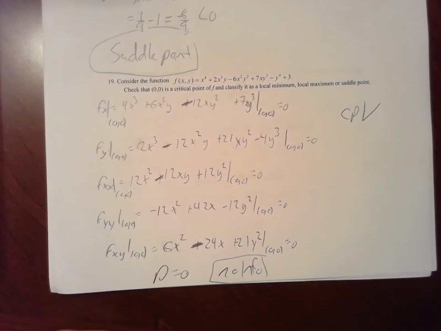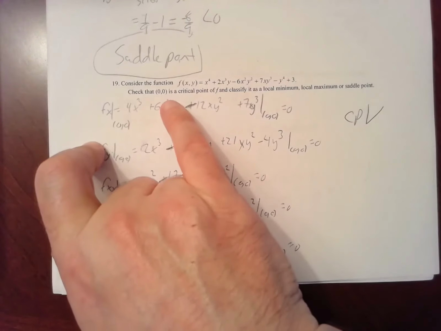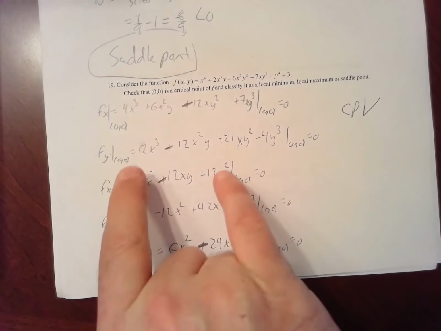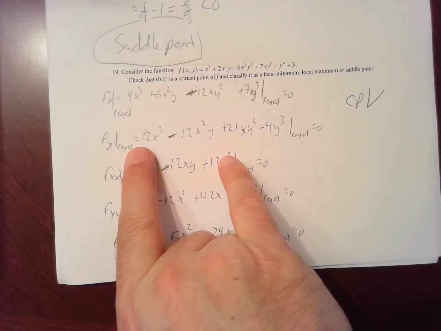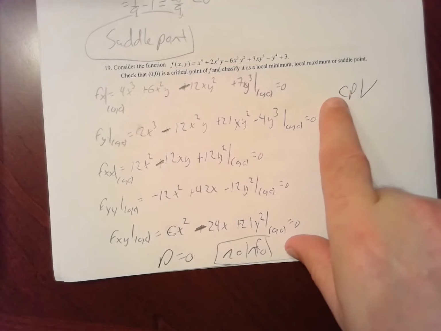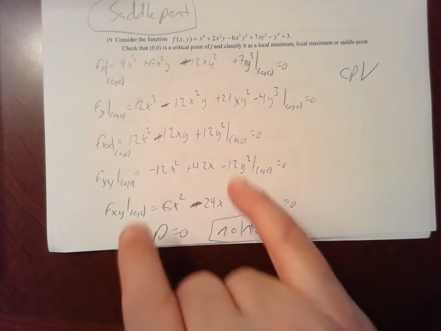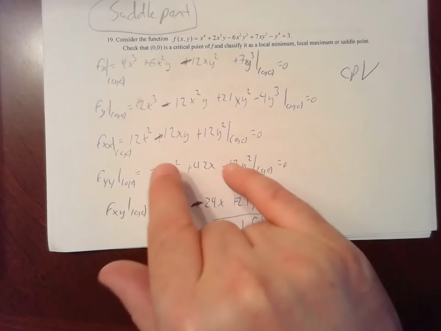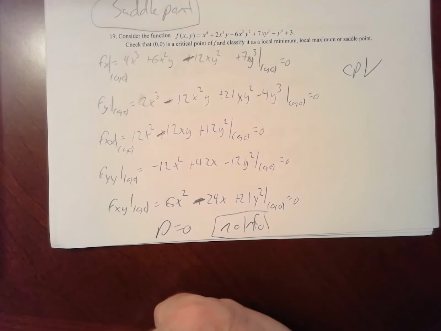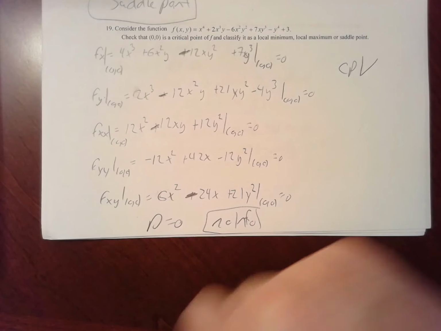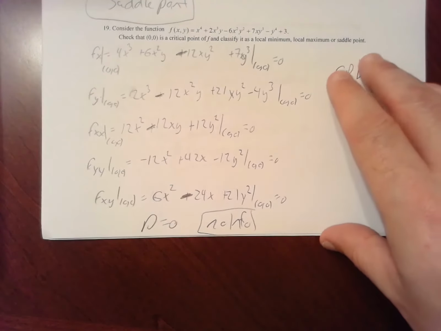Okay, here's another one where the second derivative test fails. We're told that this is in fact a critical point. We do have to check that. So it does in fact make both first order partials 0. So that's a check mark. I said critical point. Yes, it is. Okay. We find all our second orders and they're all 0 at 0, 0. So we get d equals 0. We get no information at all. So the second derivative test failed.